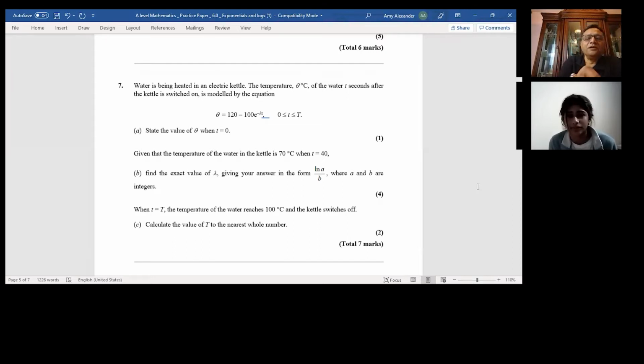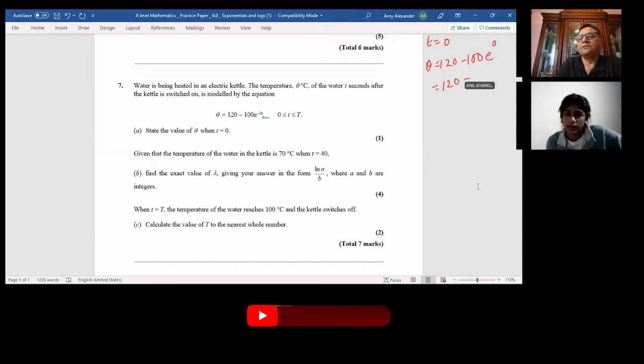Correct. So that's simple. We can just substitute 0 there. So once we do that, t equals 0. Yes. So we get theta equals 120 minus 100 times e to the power of 0, right? Anything to the power of 0 is 1. So it is 120 minus 100, 20 degrees. So that is the answer for part A, correct?